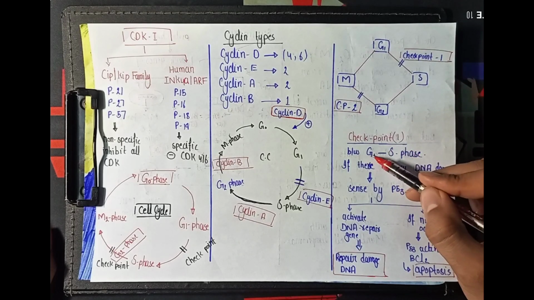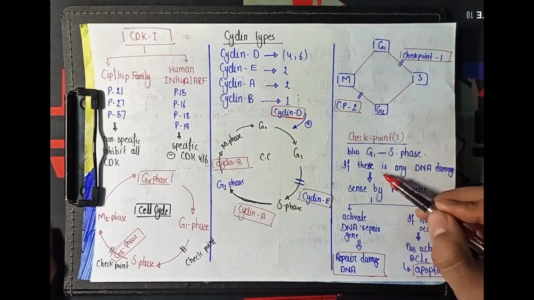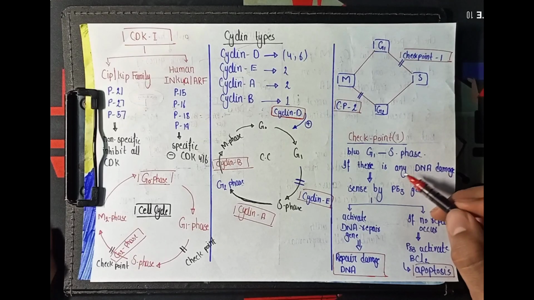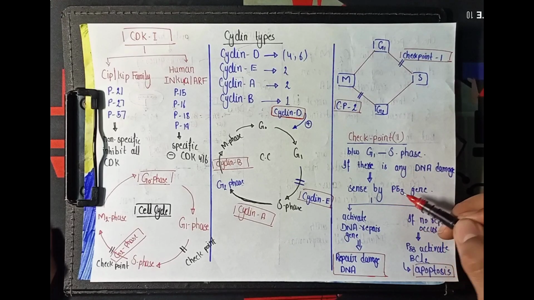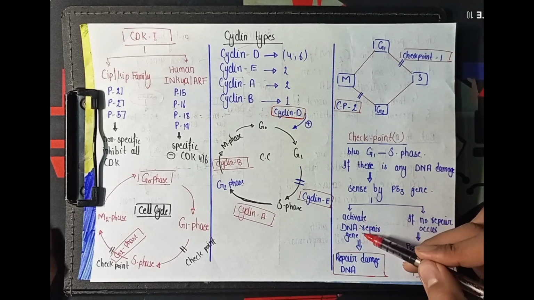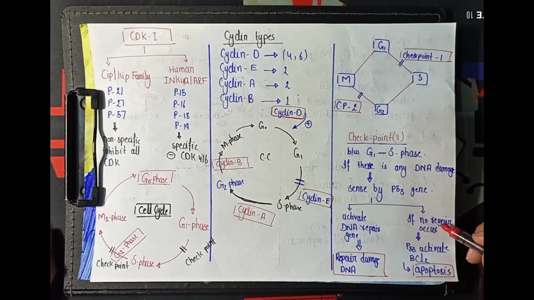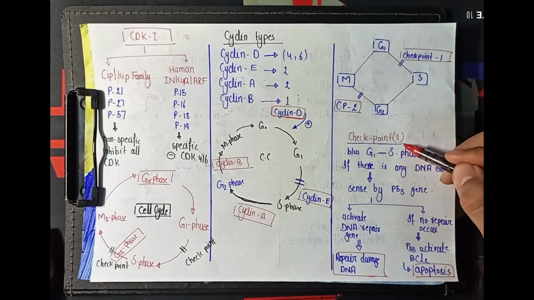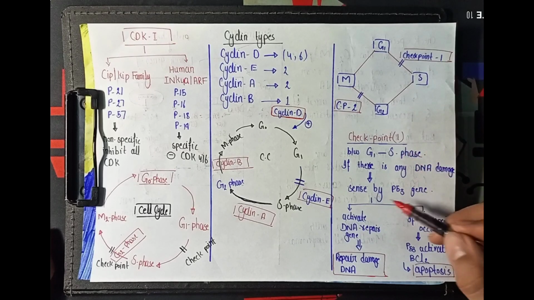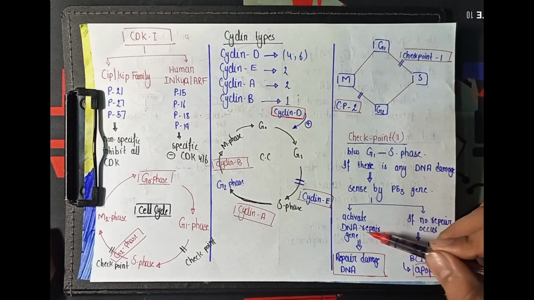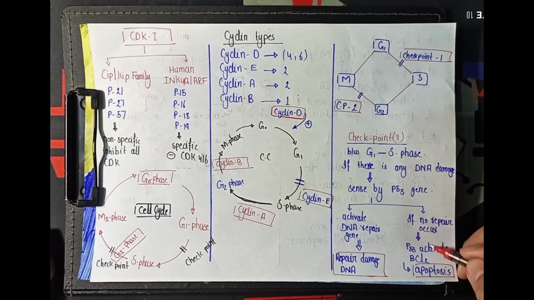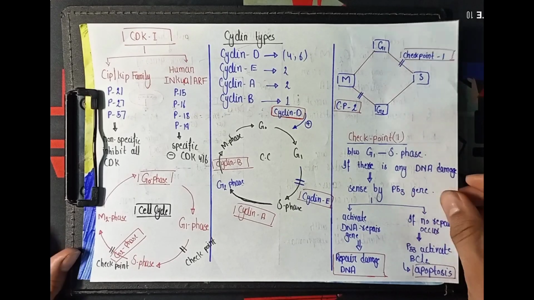So the first checkpoint is present between the G1 and the S phase, and if any damage to the DNA occurs, then this DNA damage is sensed by the P53 gene, and this P53 gene either activates the DNA repair gene to repair the DNA damage, or if the DNA damage is much more severe and no repair occurs, then P53 activates the BCL2 gene, which causes apoptosis and the death of the cell. So the first checkpoint senses the DNA damage, and either the DNA damage is repaired by DNA repair genes, or if no repair occurs, then it causes apoptosis of the cell, and the DNA damage is sensed by the P53 gene.